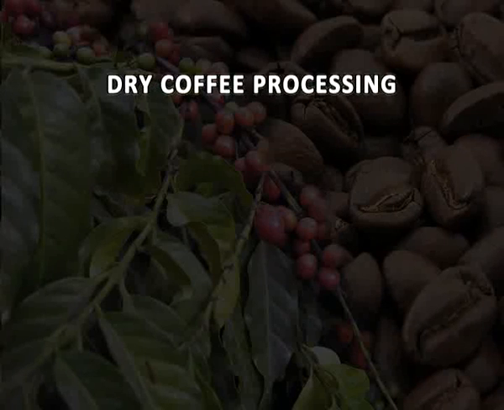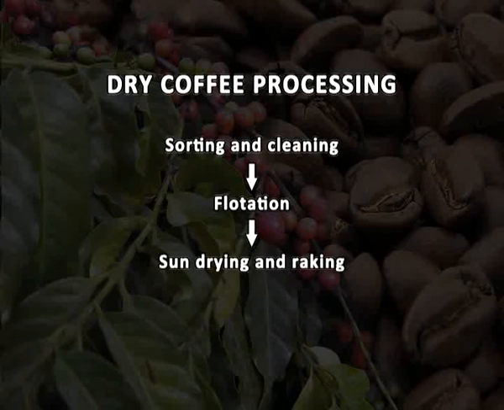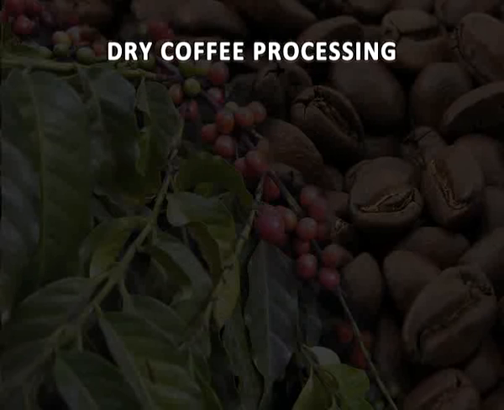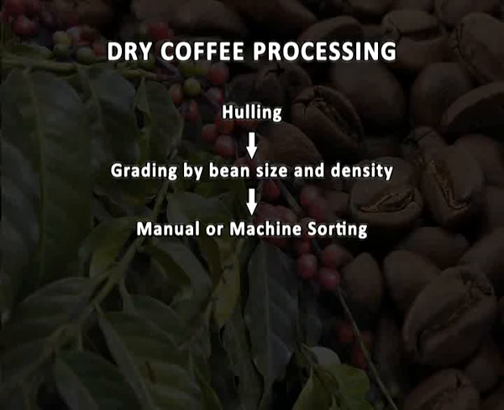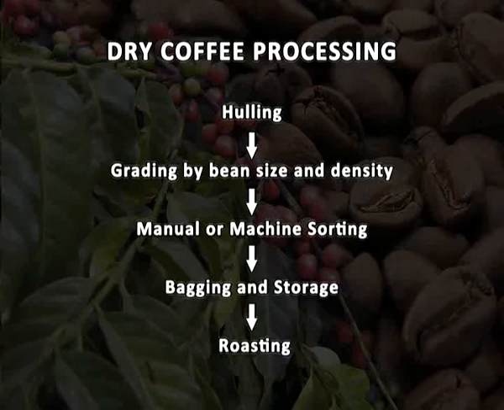This is the flow chart for dry coffee processing. It includes first of all sorting and cleaning of these mature cherries, then flotation, sun drying and racking, then milling, followed by hulling, followed by grading by bean size and density, manual or machine sorting, then bagging and storage, then finally coffee is sent for roasting.